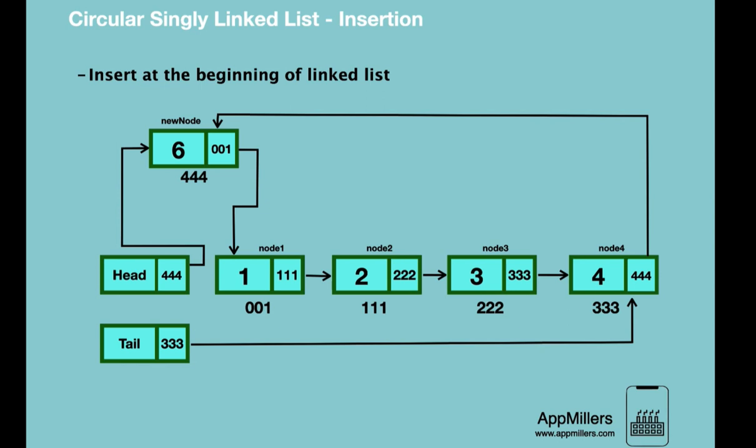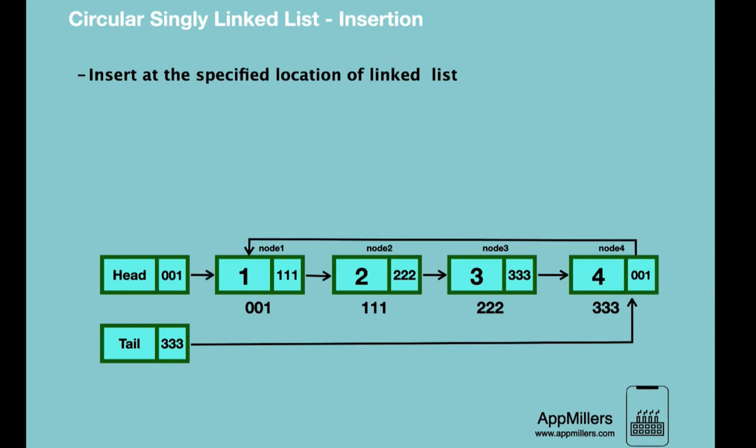Okay, now let's continue to look at insertion of a new node at a specific location in this linked list. In this case, the steps remain the same as a single linked list. There is no difference between them. So here again, if we want to insert a node between node 2 and node 3, we are creating a new node and assigning a value to it. Now in this case, again we have a node with the value of 6 and the physical location is 444.